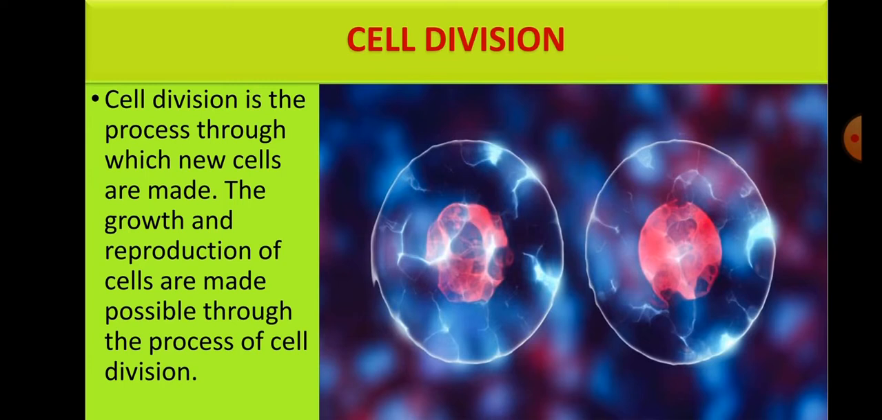Cell division. What is cell division? Cell division is the process through which new cells are made, and all kinds of growth and reproduction of cells is made possible only through the process of cell division.